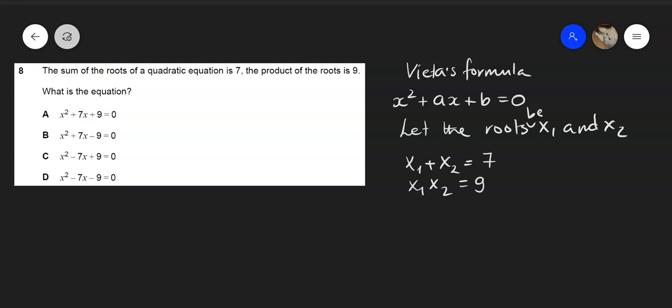In terms of our quadratic equation, 7 corresponds to the negative a, and 9 corresponds to b. Therefore, our equation is x squared minus 7x plus 9 equals 0. The correct answer is C. So in this question, it's important to remember the Vieta's formula and also the fact that the sum of the roots is equal to negative a. This is one of the most common mistakes the students make when they use the Vieta's formula.